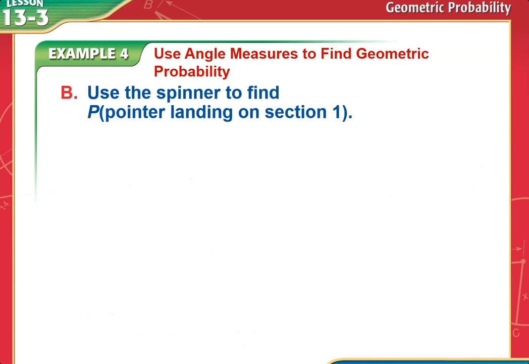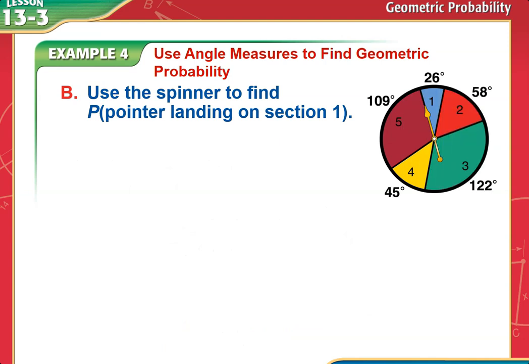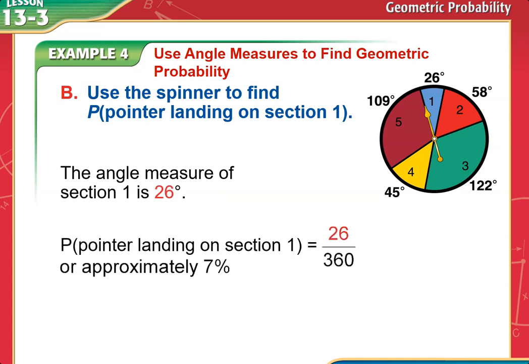All right. Angle measure, find it. It says use the spinner to find the probability of landing in section 1. Well, I think this is exactly the same. We have 26 degrees out of 360, and that ends up being about 7%.